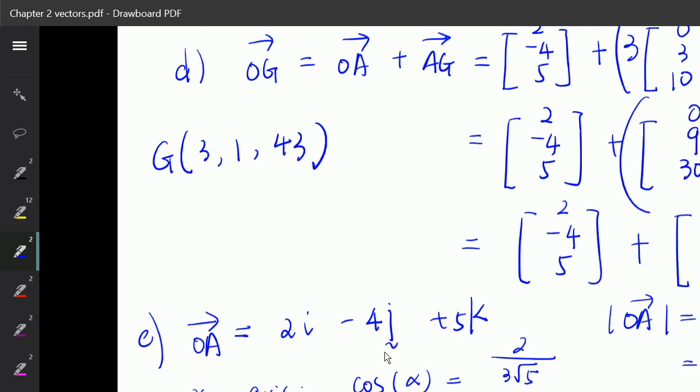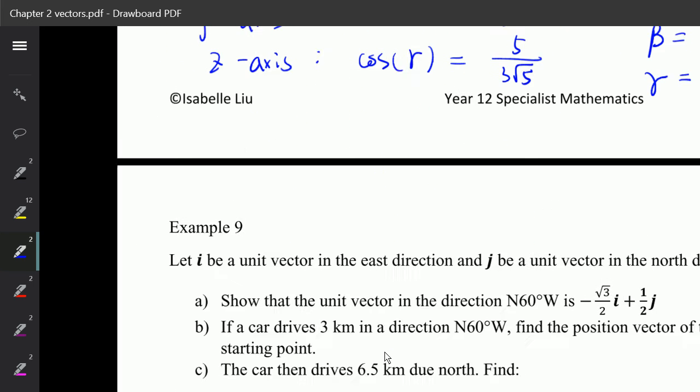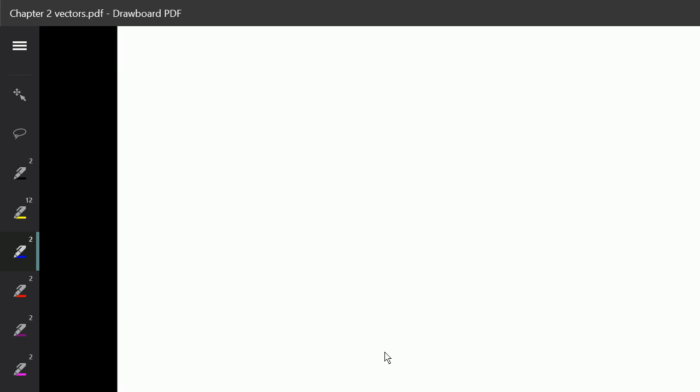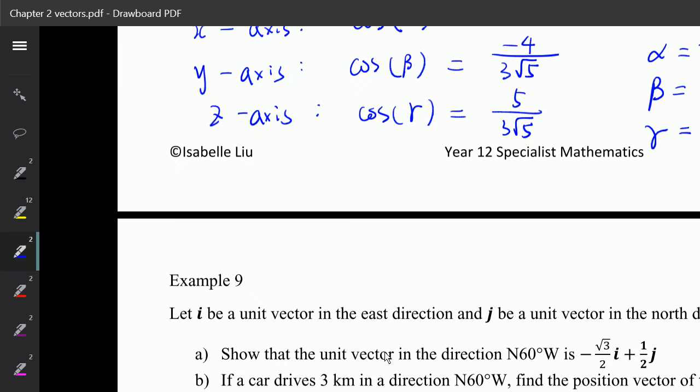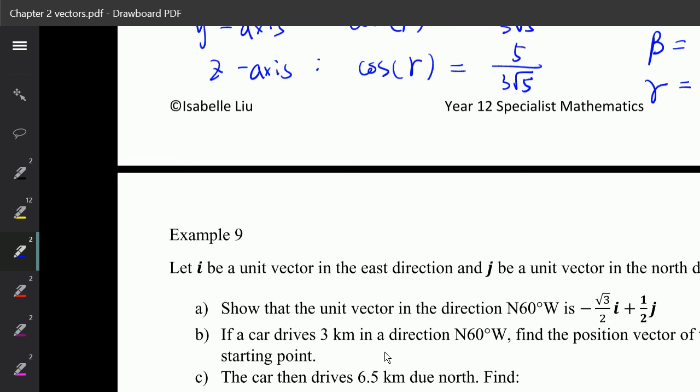I need each individual value in front of i, j, k, and I need the length of OA. You can try example 9 by yourself. I will stop here. By the end of today, you should complete all of exercises A and B.